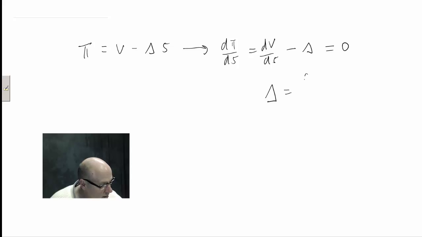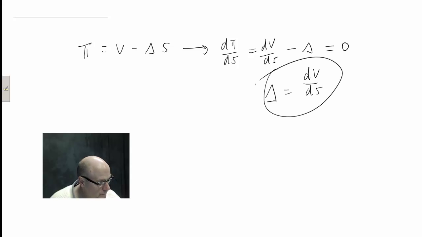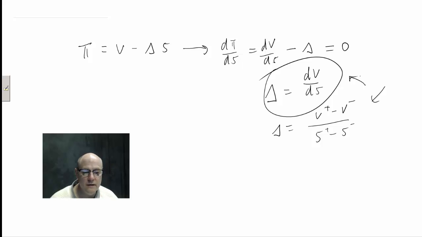That makes our delta equal to the rate of change of the option with respect to the stock, which is sort of what we got before when we were writing it as the difference in the value of the option divided by the difference in the value of the stock. This part looks more like a secant slope. That looks like the tangent slope, the limit of the secant slope.